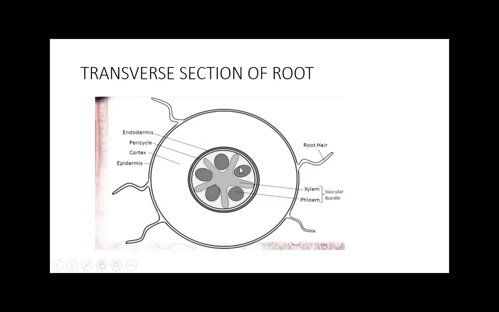Now there are two structures which are present. Number one is the xylem. The xylem is always responsible for the transport of water, and number two is the phloem. Xylem is inside and phloem is present outside. Phloem is responsible for the translocation or transport of food. So the xylem and phloem, these are collectively called the vascular bundle.